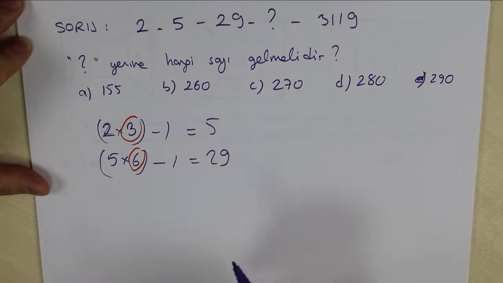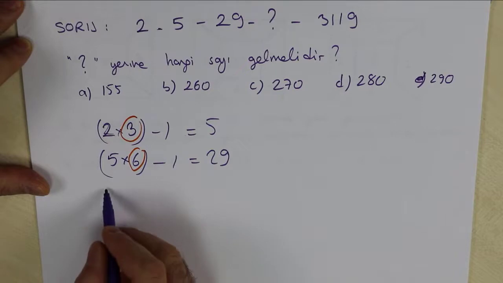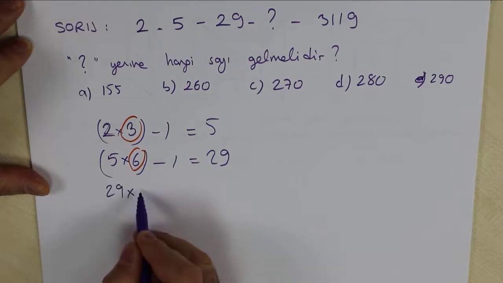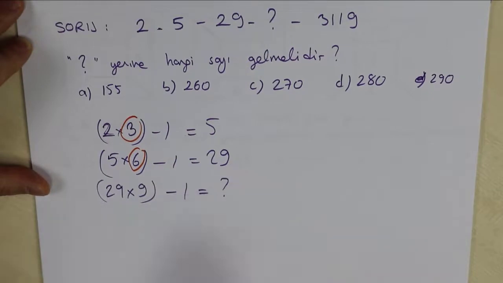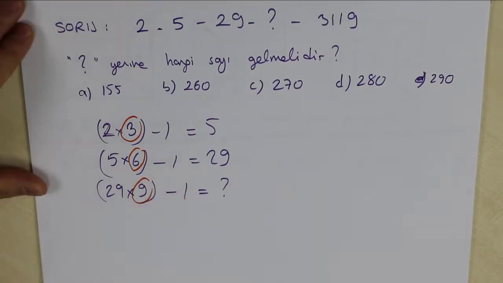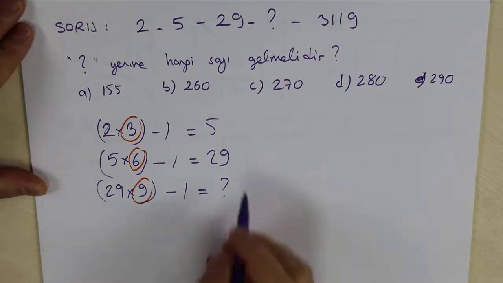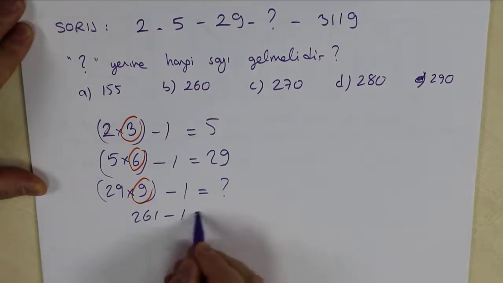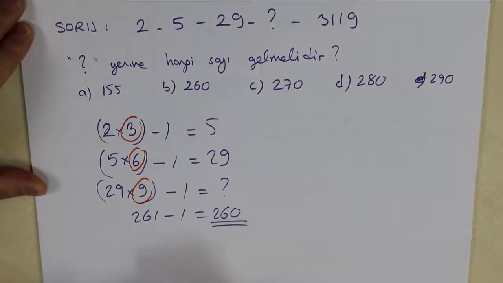Let's see. 29 times 9 minus 1, that is equal to what? Let's see. The result here is equal to 261 minus 1, that is 260. Is it one of the options given? Is it one of the choices? Yes, it is in B.